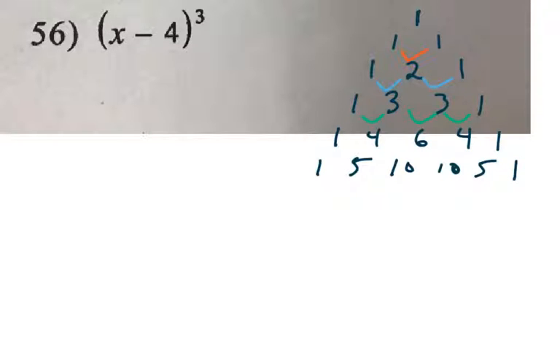Now, in problem 56, notice it is a 3 power. So therefore, we're going to use this row with the 3's in it. It's that simple. So I'm going to start by writing down 1, 3, 3, 1.